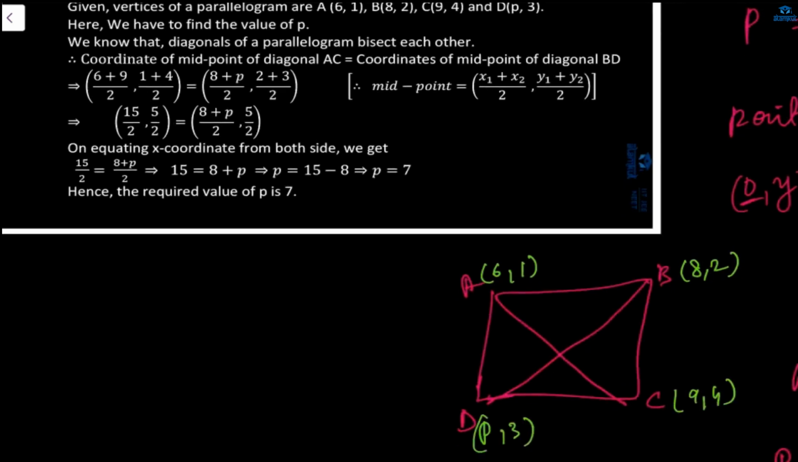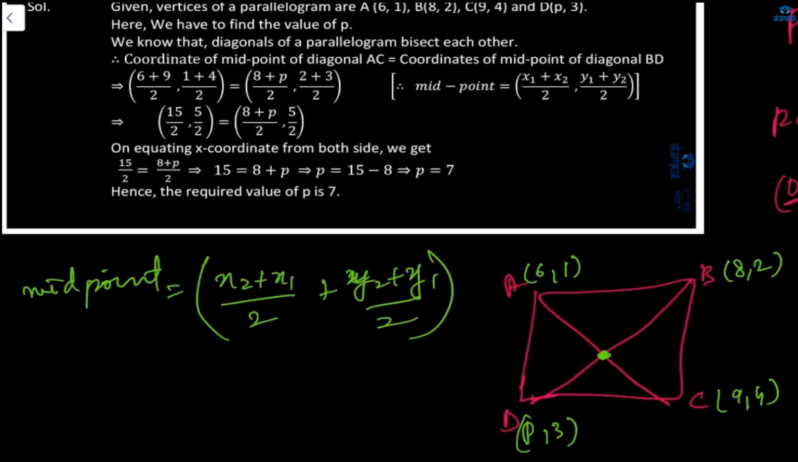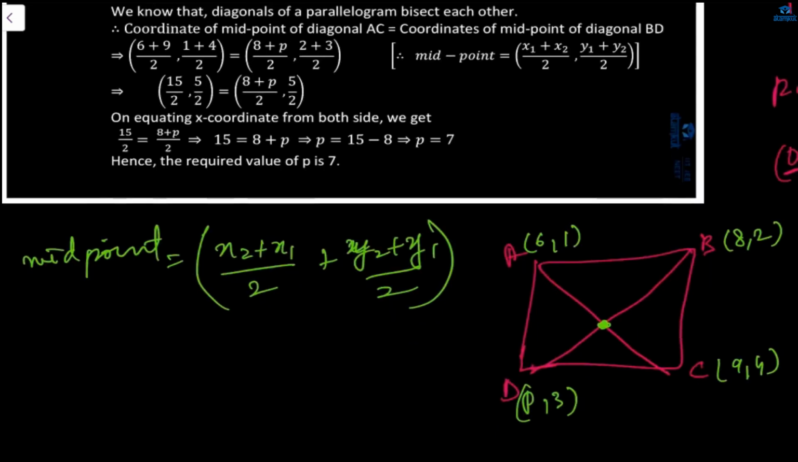9, 4. Now we are going to find the midpoint for both the lines, and then we are going to compare. Because the midpoint of both lines will be the same, they are bisecting, meaning both join at the midpoint. For the midpoint, if any point divides the line segment in the ratio 1:1, the formula is x2 plus x1 upon 2, y2 plus y1 upon 2. This is from the section formula, because here m1 is 1 and m2 is also 1, as it is a midpoint. So you will get this formula.